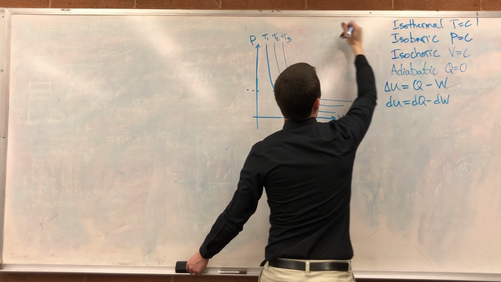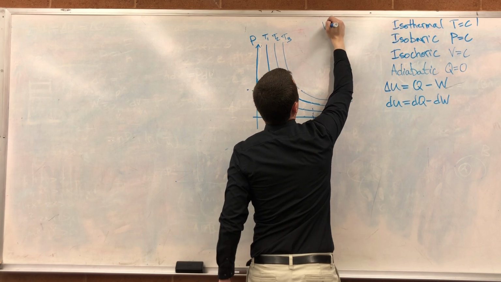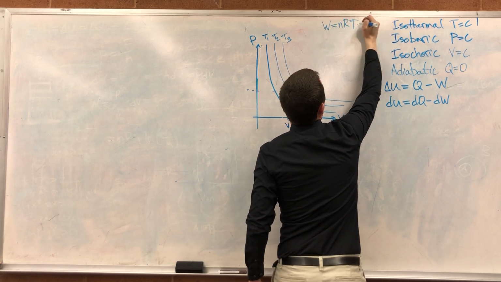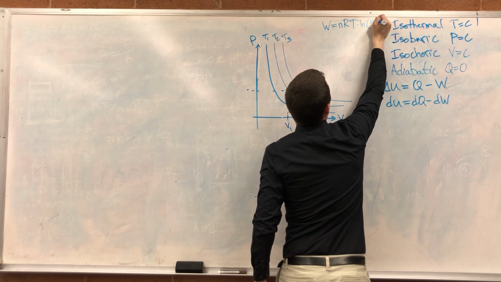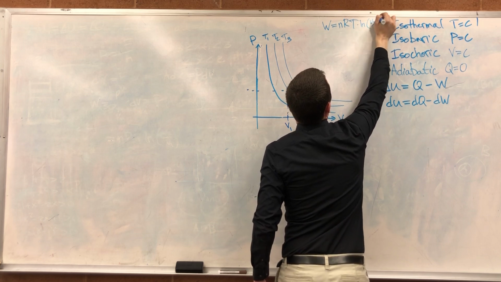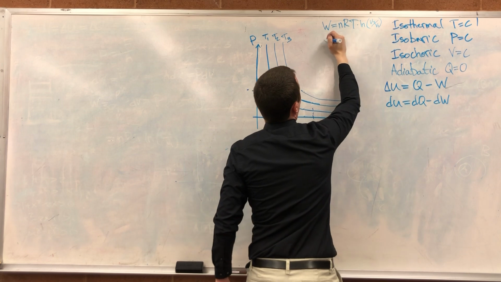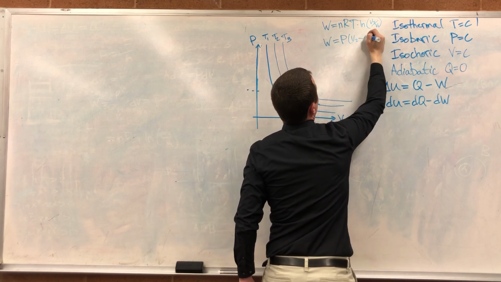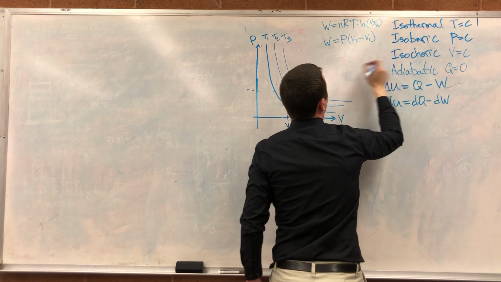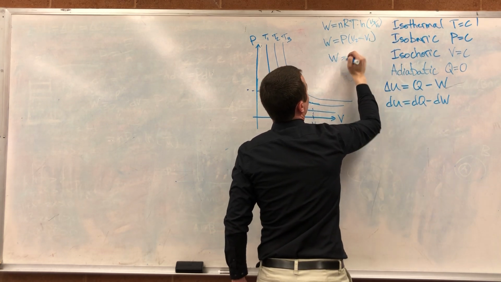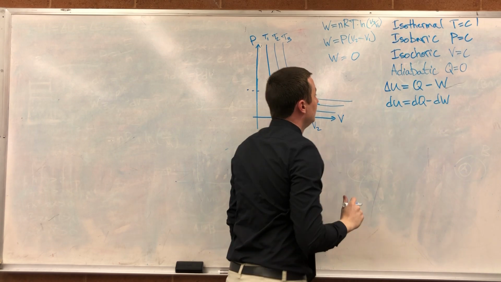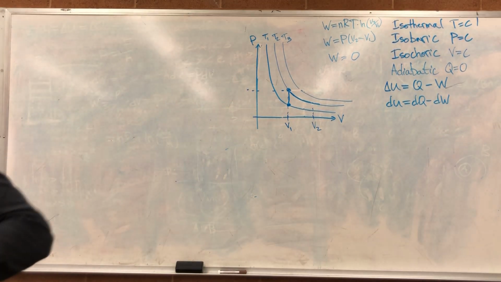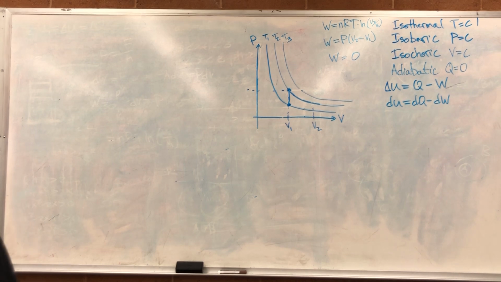So for isothermal, we calculated that the work was equal to nRT times the natural log of V2 over V1. For isobaric, work was just equal to P times V2 minus V1. For isochoric, work was equal to 0. And then adiabatic, we haven't calculated the work in that case yet. So, little summary of everything we have so far. Now let's do the example problem.